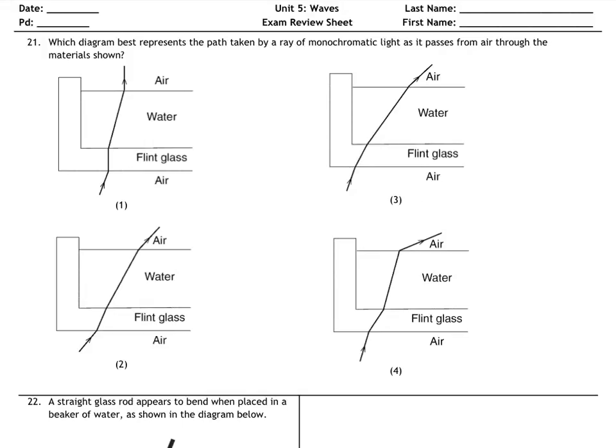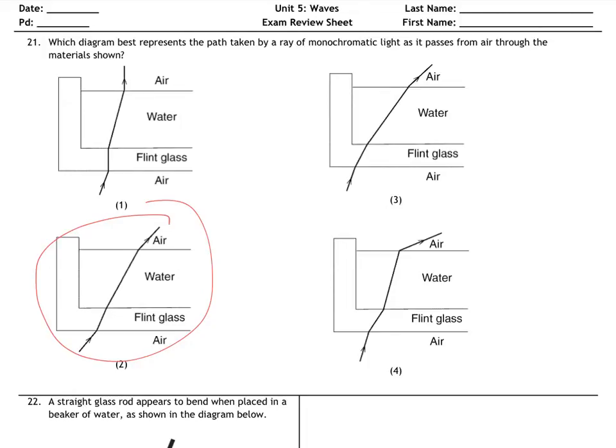In 21, we want to know which diagram best represents the path taken by a ray of monochromatic light as it passes from air through the materials shown. So I have a couple of things to discuss about this question. The first one is just right away, I know that the answer has to be 2. But there's so much I want to say about this question, so don't tune out yet.